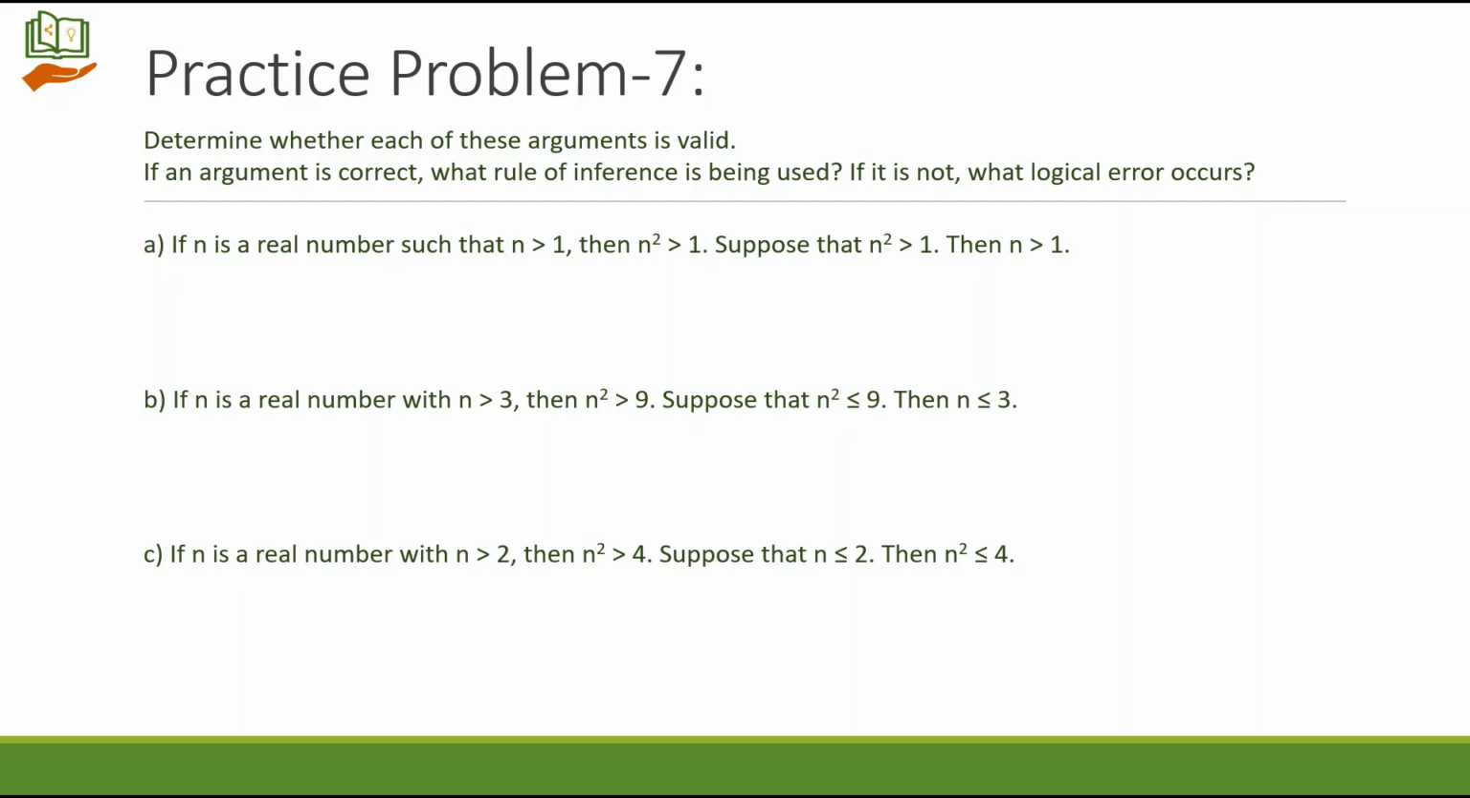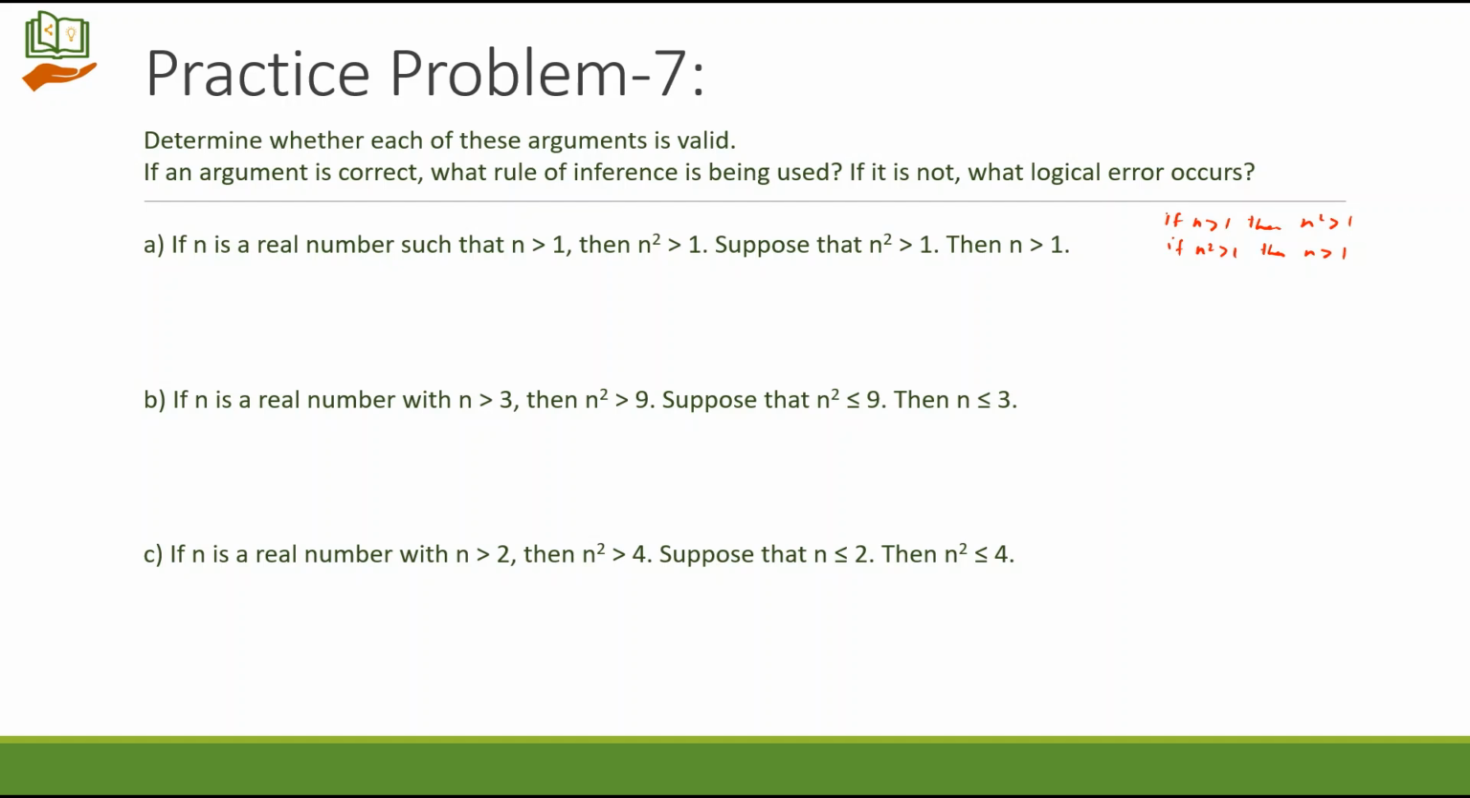The first one, if n is a real number such that n is greater than 1, then n square is greater than 1. Suppose that n square is greater than 1, then n is greater than 1. When n is greater than 1, you can definitely say n square is greater than 1. You should take a number that is greater than 1 for n. When you take n is equal to 2, we have 4 that is greater than 1. N is equal to 10, n square will be 100. So, 100 is greater than 1.